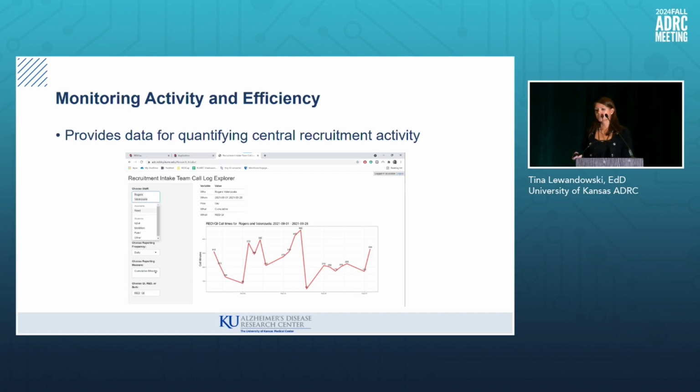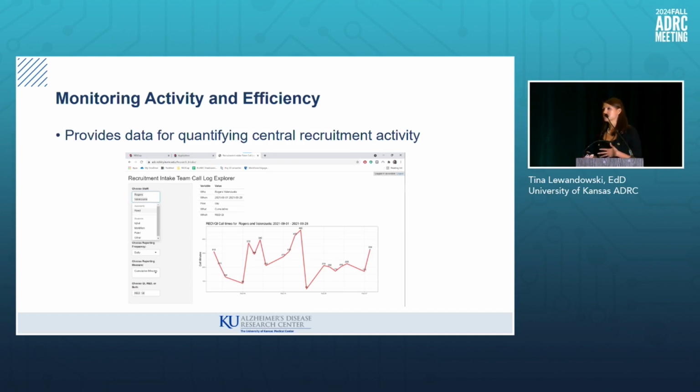Also, we're able to monitor our team's activity and efficiency. So we set an expectation that 42% of our team's time a week is spent on the phone talking to participants. So each week we run those numbers and we see how many minutes people are spending on the phone talking to potential participants about studies. And then we talk about, why didn't we meet this week? Or maybe somebody was really high on their percentages. So it helps us to keep in touch with our team.